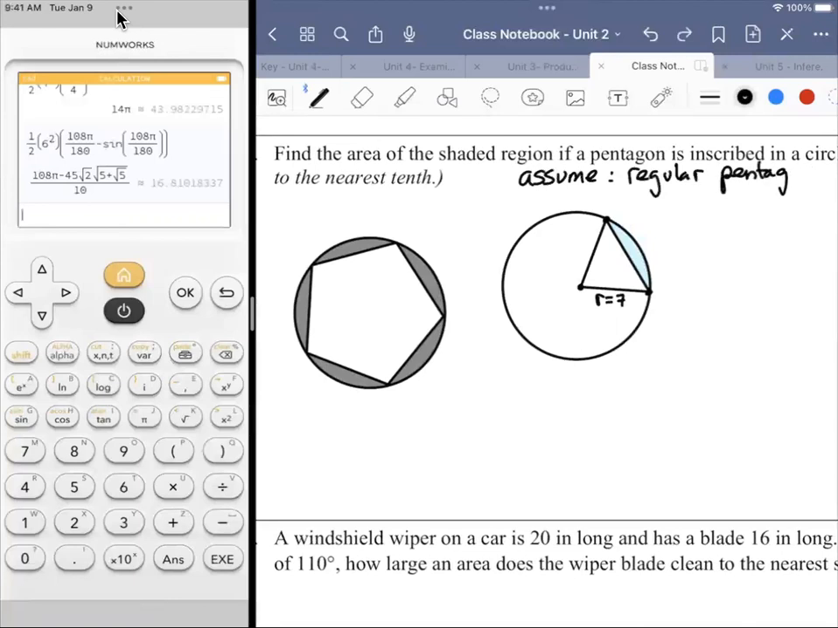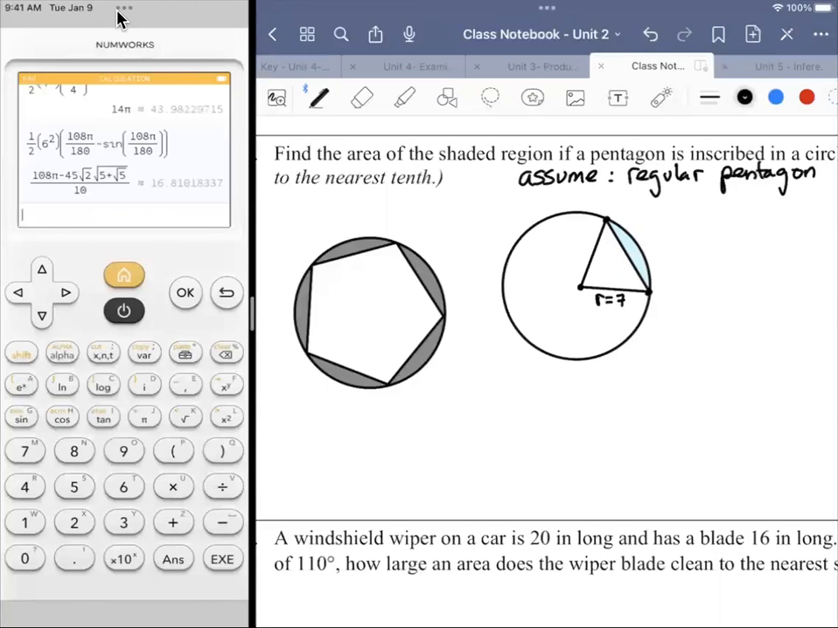In a regular geometry class, there are no assumptions. I mean, just because it looks like something doesn't mean you assume that it is. But for our purposes, we're just going to assume it. On a test, I'd be very explicit. I'd say find the area of the shaded region if a regular pentagon is inscribed. But I wanted to take the opportunity to talk about what a regular pentagon is.